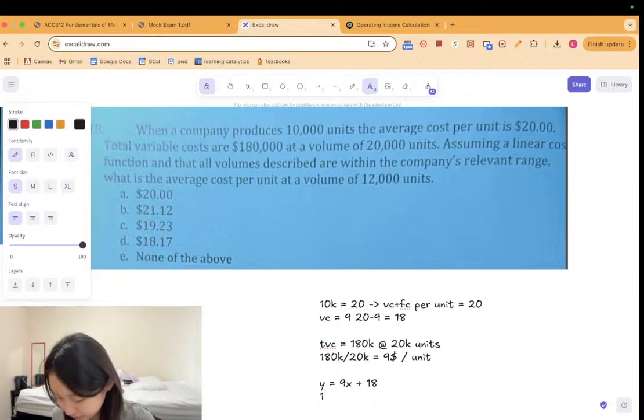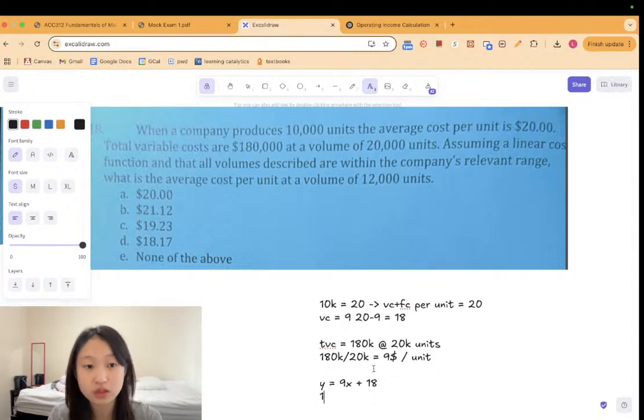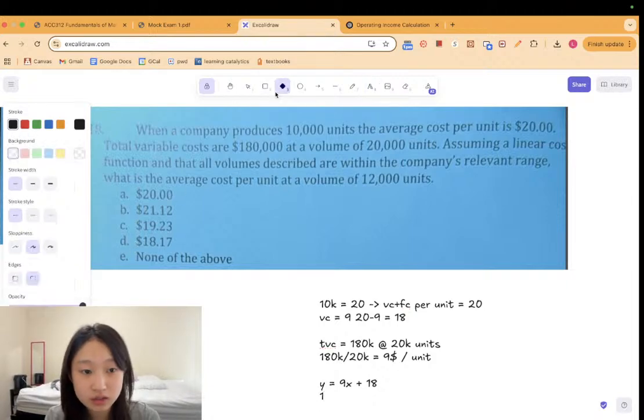So at a volume of 12,000 units, we can do 12 times 9, so 108,000, plus 110,000, so 218,000. Divide that by 12 and you get 18.17. So the answer is D.